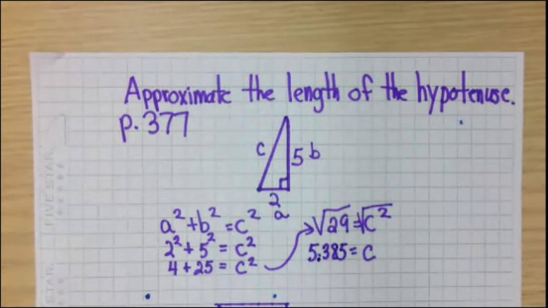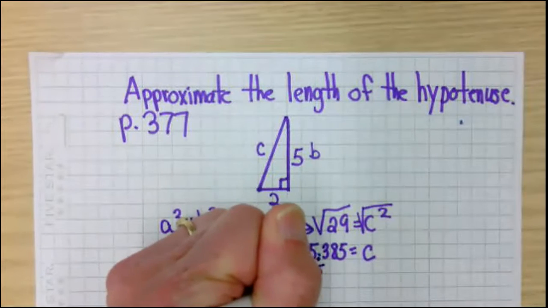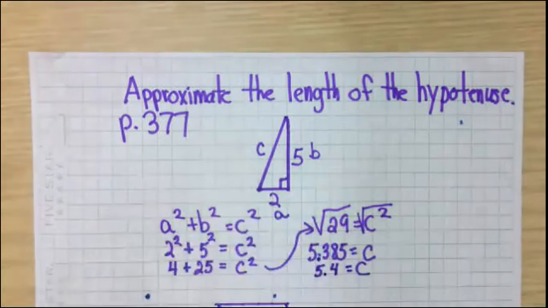Now, if you needed to estimate and you didn't have a calculator, you would say, well, 5 times 5 is 25, right? We did this at the beginning of the year. And 6 times 6 is 36. So we know our answer is going to be between 5 and 6. And it's going to be closer to 5 because 25 is closer to 29 than 36 is to 29. So it's going to be a little under 5.5. So that's where we get that answer from if you don't have a calculator. So I'm going to round this to 5.4 because it told us to round to the nearest tenth.